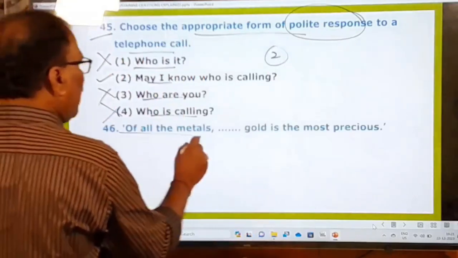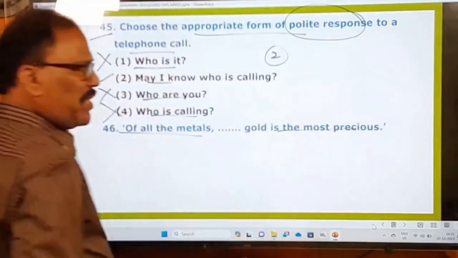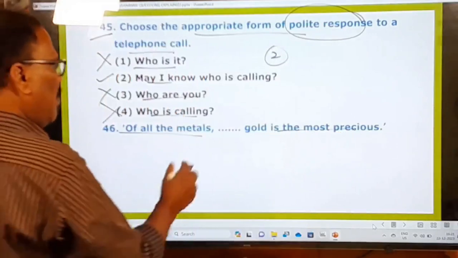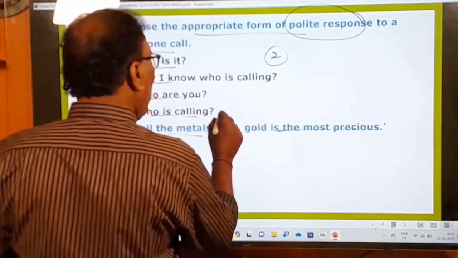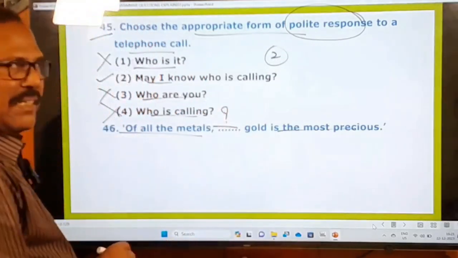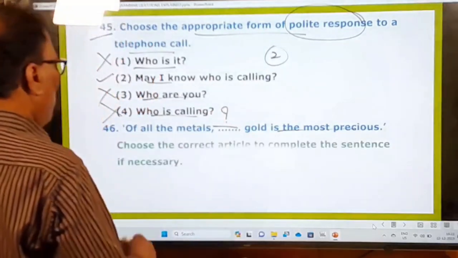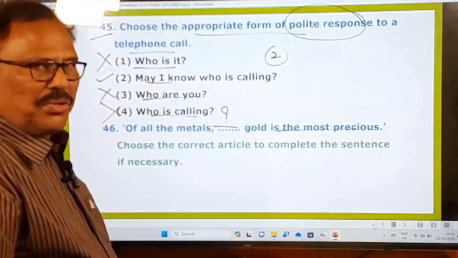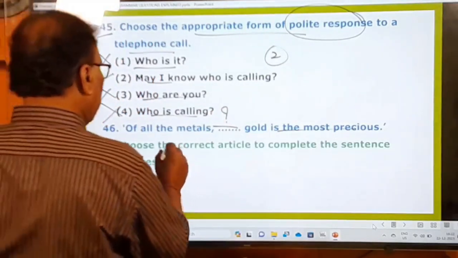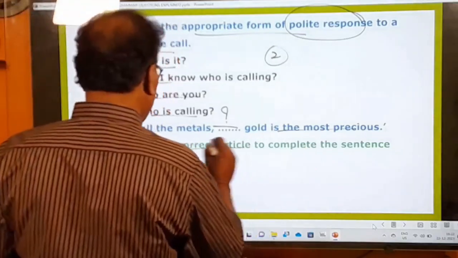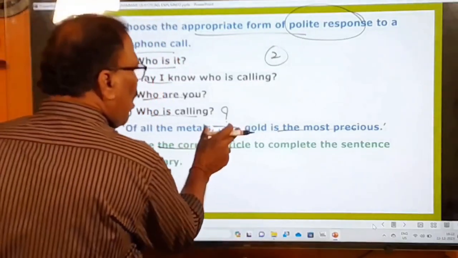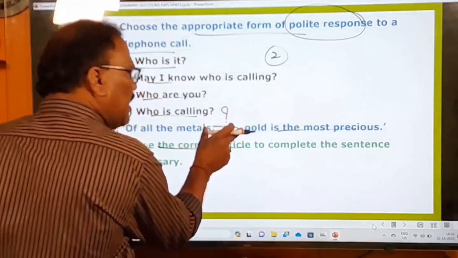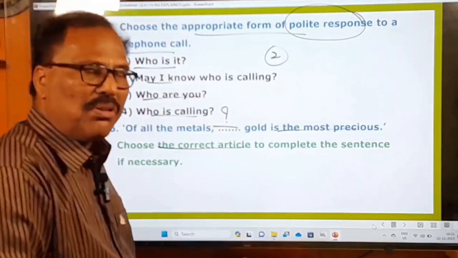Of all the metals, dash gold is the most precious. Okay, here a blank is given before this gold, and what should be used in this blank? Okay, let us see what the examiner is asking you to do. Choose the correct article to complete the sentence if necessary. He is asking you to complete this blank with a suitable article.